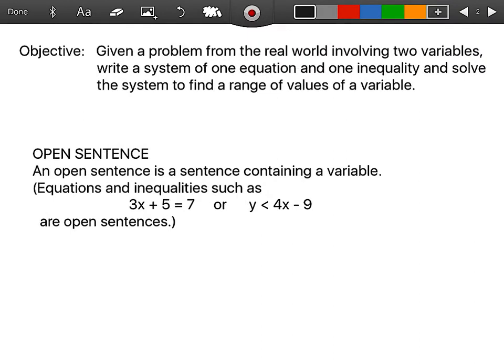So your objective here is when I give you a problem from the real world with two variables, you can write a system of one equation and one inequality and solve this system to find a range of values of a variable. One definition that they have for you is this open sentence. An open sentence is a sentence containing a variable. Equations and inequalities such as 3x plus 5 equals 7 or y is less than 4x minus 9 are open sentences.